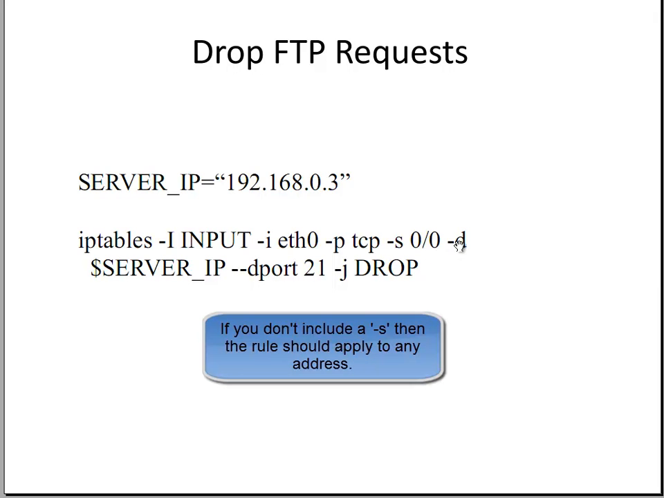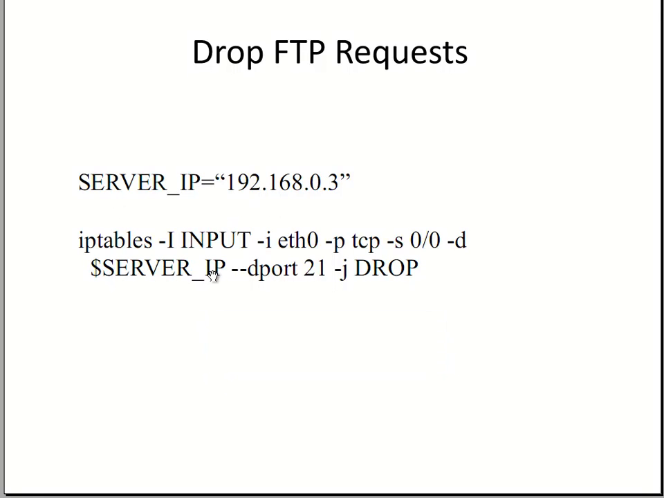-d stands for the destination address, and notice that we have a $ prepended to server IP. So when Netfilter sees this, it's going to evaluate server IP as 192.168.0.3. Notice here we have a --. Anytime we have a single letter indicating a parameter in a firewall rule, we can use a single dash. If we use the longer version that's more than one character, we have to use a --. So it's --destination-port 21, the target is DROP.